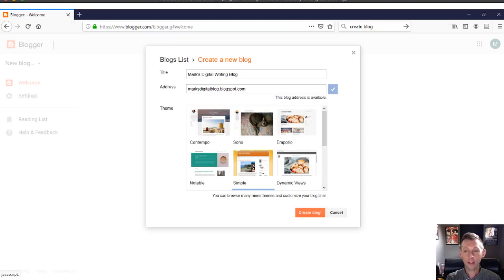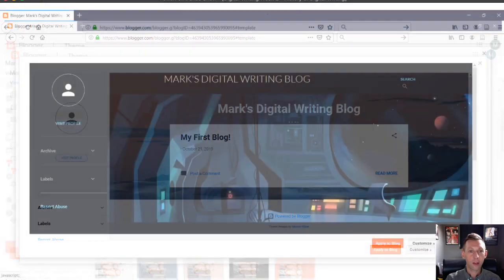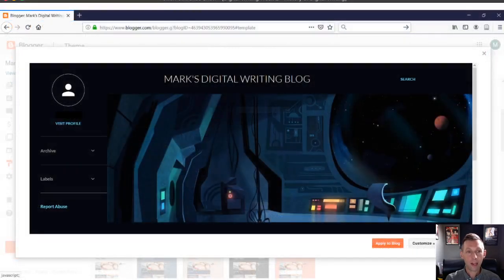The fact you could do this, just put in the title, create an address, choose a basic theme, click create blog, and voila, you have a blog, and the information is up there, and there's no formatting constraints. So if you wanted, for example, to go in and change that theme we looked at just a moment ago, you can do it. Okay, it's very easy.